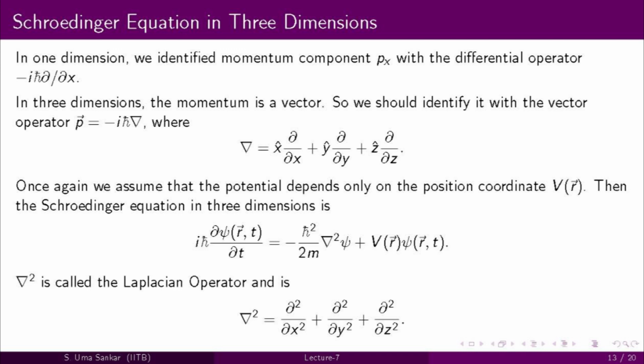Del is defined to be the unit vector in the x direction times the partial derivative in the x direction, plus the unit vector in the y direction times the partial derivative in the y direction, plus the unit vector in the z direction times the partial derivative in the z direction.